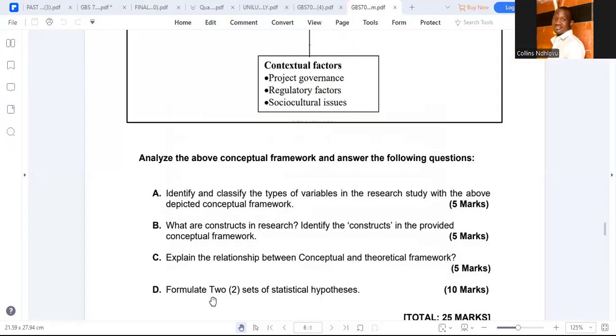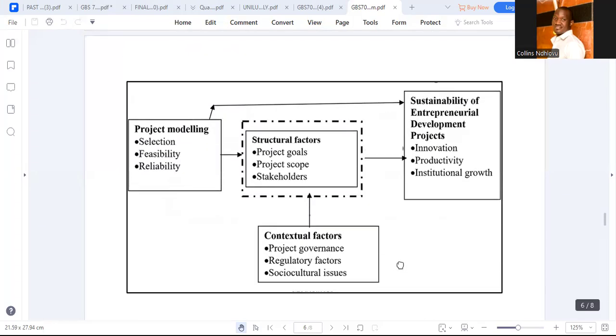formulate 2 sets of statistical hypotheses from here. What hypothesis can we have in here? The null, the alternative hypothesis. What can be a null hypothesis? The project modeling factors have no effect on what? Sustainability of entrepreneurial development. Then the project modeling factors have an effect on the entrepreneurial development project. So we have the null hypothesis and the alternative hypothesis.